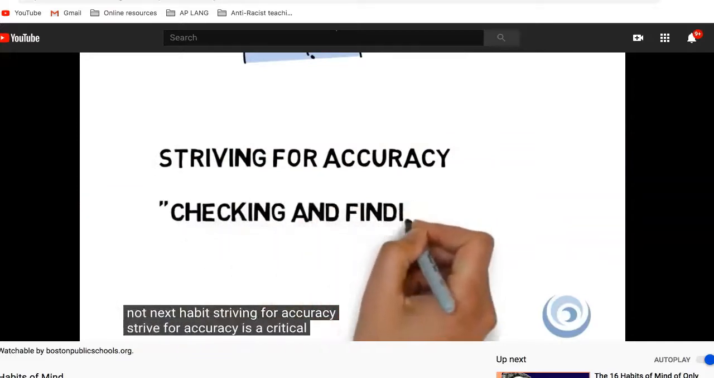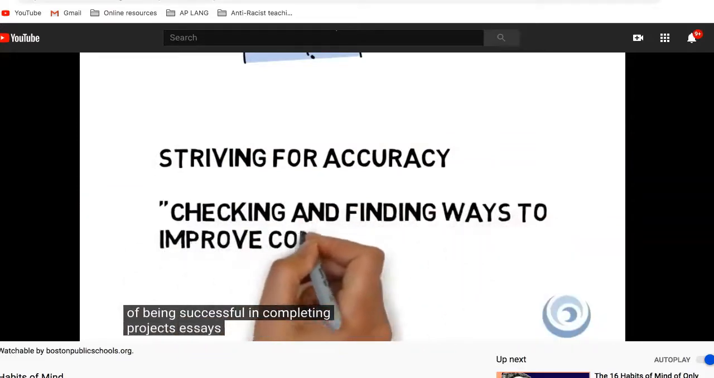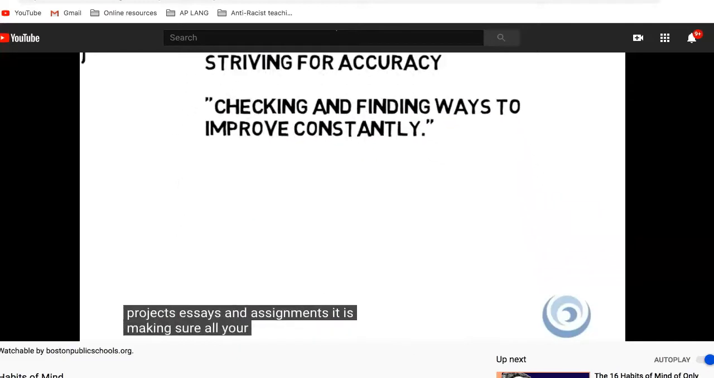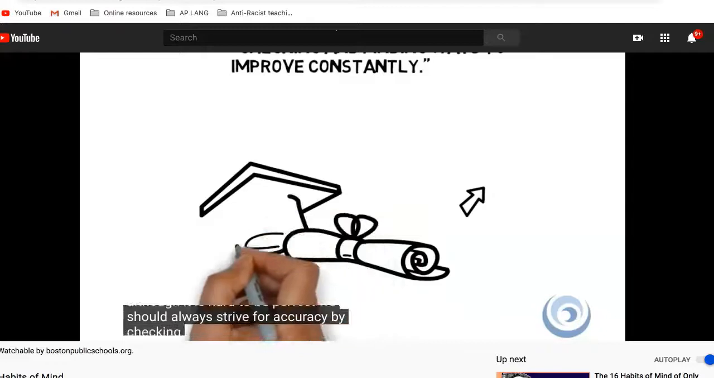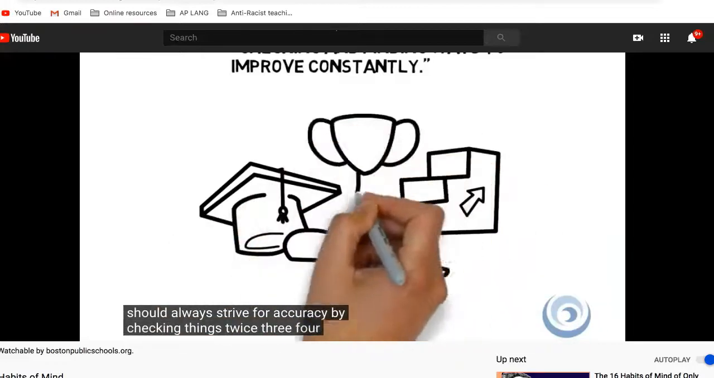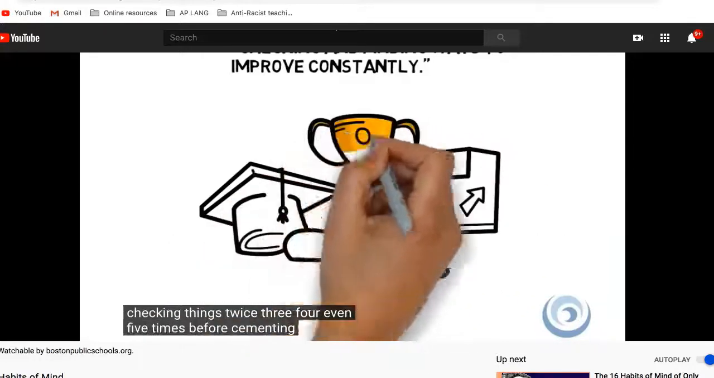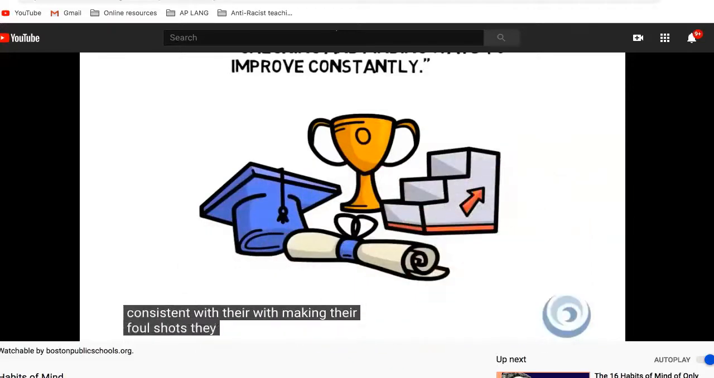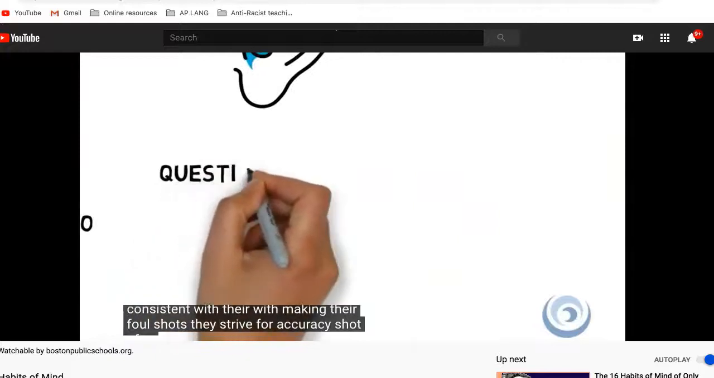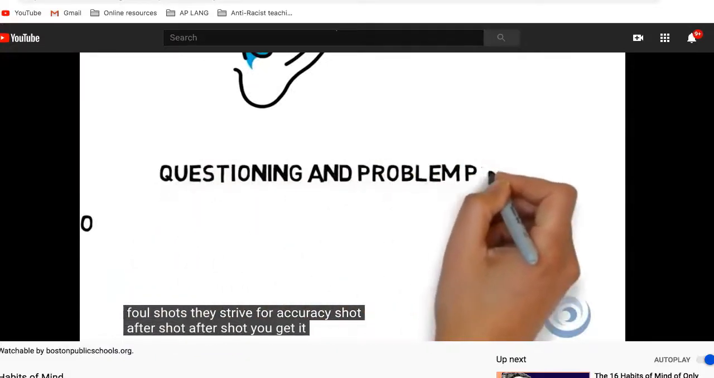Striving for accuracy is a critical part of being successful in completing projects, essays, and assignments. It is making sure all your work is perfect. Although it is hard to be perfect, we should always strive for accuracy by checking things twice, 3, 4, even 5 times before submitting. How do you think most NBA players are so consistent with making their foul shots? They strive for accuracy. Shot after shot after shot, you get it.